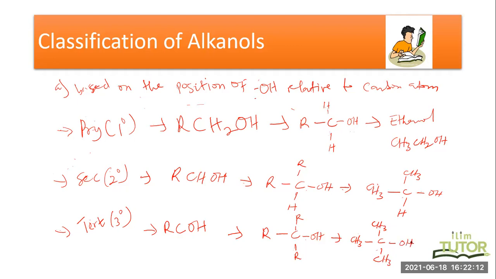So when you have these examples, remember, primary alcohol is attached to a carbon atom that has 2 hydrogen. Secondary is attached to a carbon that has only 1 hydrogen. And this one is attached to a carbon that has no hydrogen.